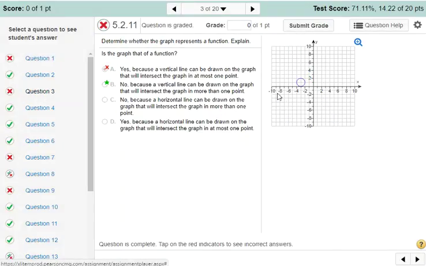Number 3, is this graph a function? It's a little teeny tiny circle right here. And because the circle does not pass the vertical line test, because if you drew a vertical line through it, it would have hit it in 2 places. It is not a function. So that would be my correct answer. You answered that a vertical line will not intersect it more than 1, but it would. If you drew right through the middle, it would intersect it in 2 places.